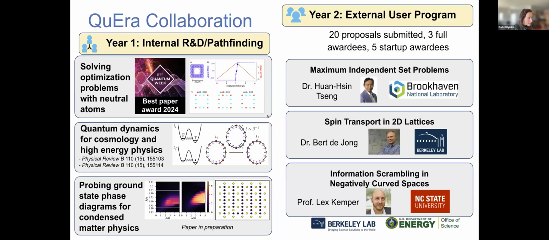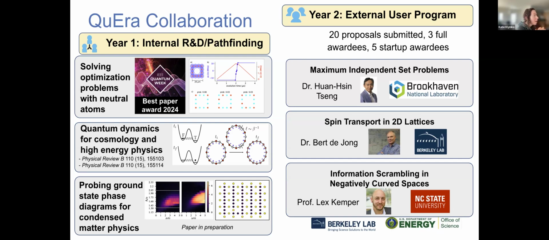And this has led to a lot of nice results for us and the start of some very nice results for our users. So our first year working with QuEra was focused on a number of different areas: solving optimization problems on neutral atoms, looking at dynamics for high energy physics problems, and looking at ground state phase diagrams. So these are all areas that we think are relevant to the NERSC workload, and we got a sense through these projects of how to actually program these machines and what the results could look like.